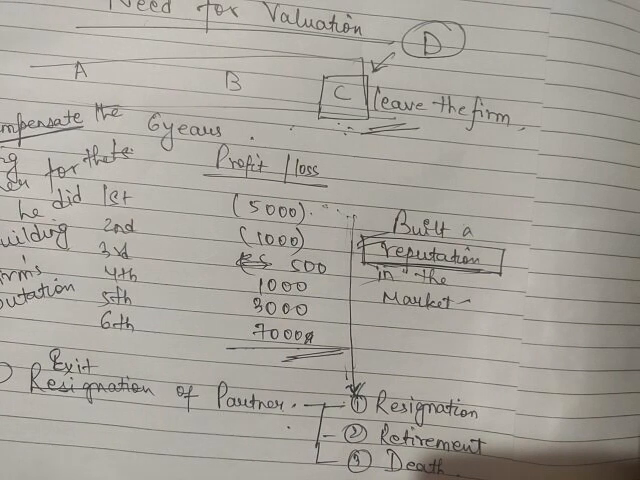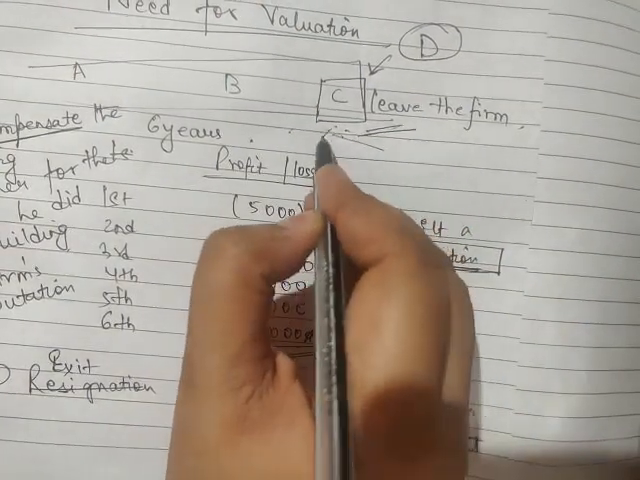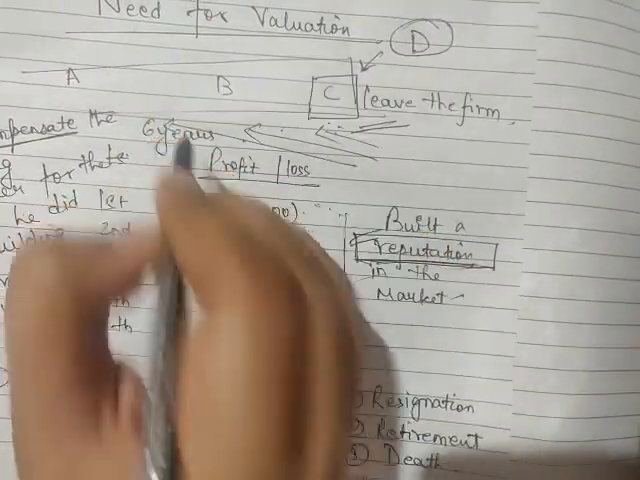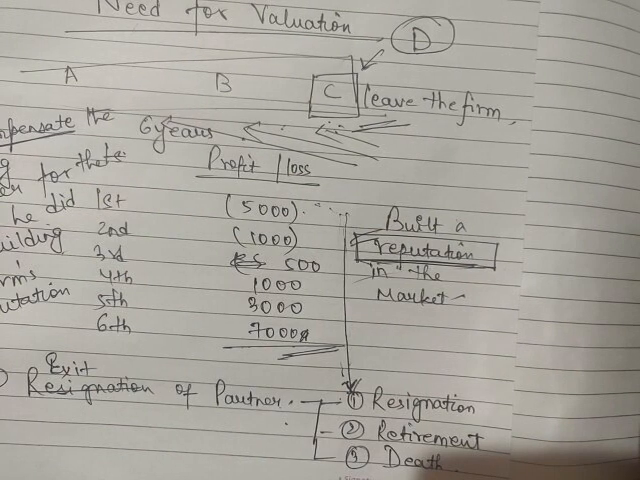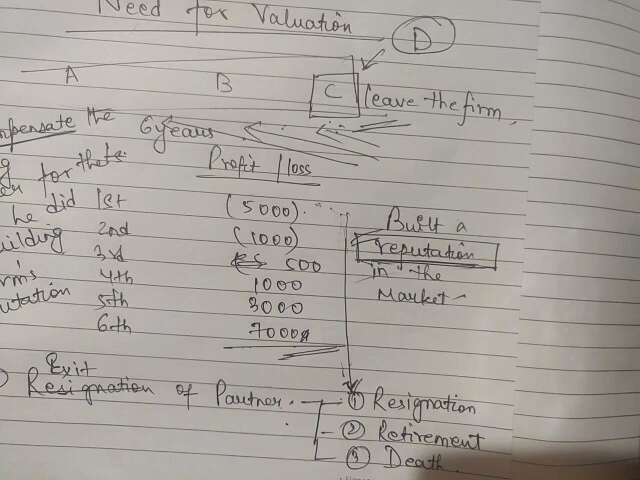So, to compensate the extra effort that A, B, and C had given in the firm, because of which there is a sustainable profit, we calculate the goodwill and we divide it amongst the existing partners to compensate them for the share they are going to lose because D had joined.